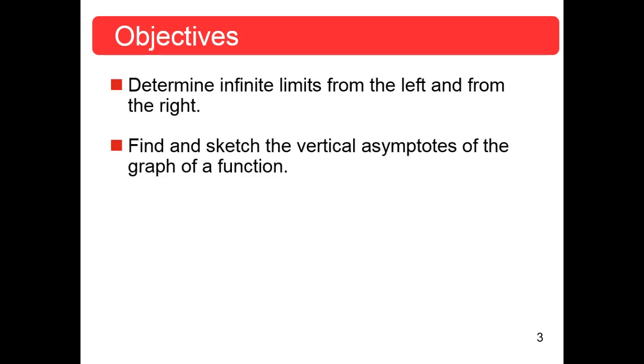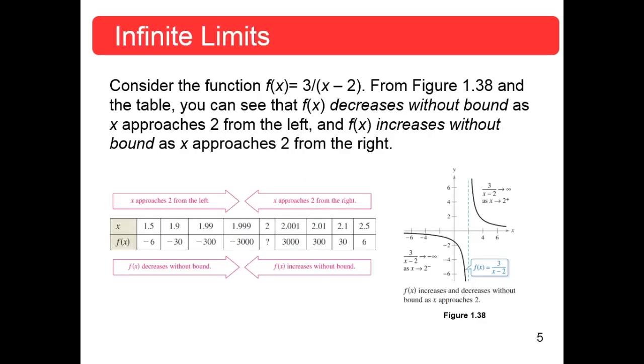The objectives here: determine infinite limits from the left and from the right, and find and sketch the vertical asymptotes of the graph of a function. These can be important, okay? So I don't want to belittle them too much, but just the title is the thing that bothers me: infinite limits. If it's got a limit, it's not infinite, okay?